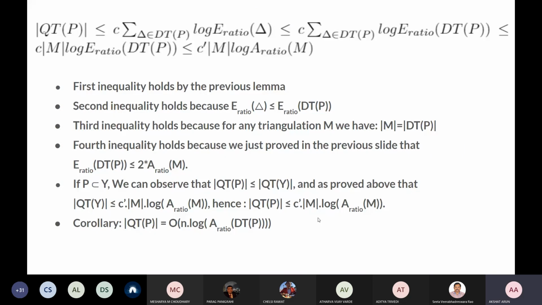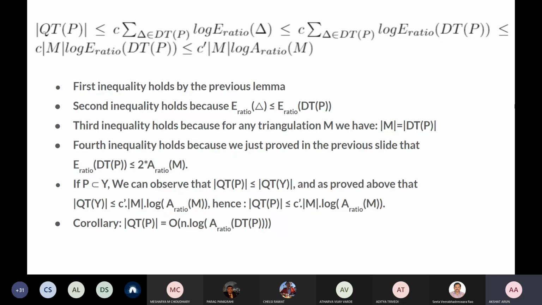So now we see these inequalities typed in LaTeX. We prove these series of inequalities one by one to reach the final bound of QTP. The first inequality holds by the previous lemma, so there is no need to prove that. The second inequality holds because the edge ratio of any triangle will always be less than or equal to the edge ratio of the Delaunay's triangulation of P, as the edge ratio of DTP is the maximum edge ratio among all triangles in the Delaunay's triangulation.